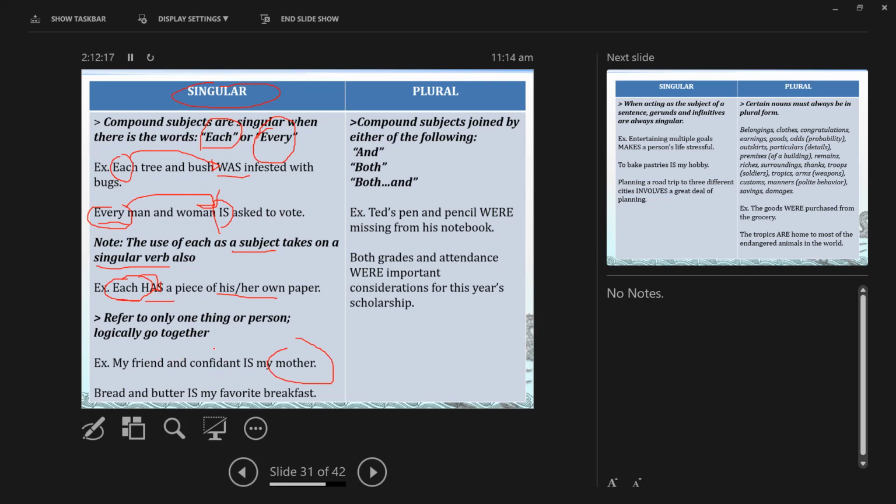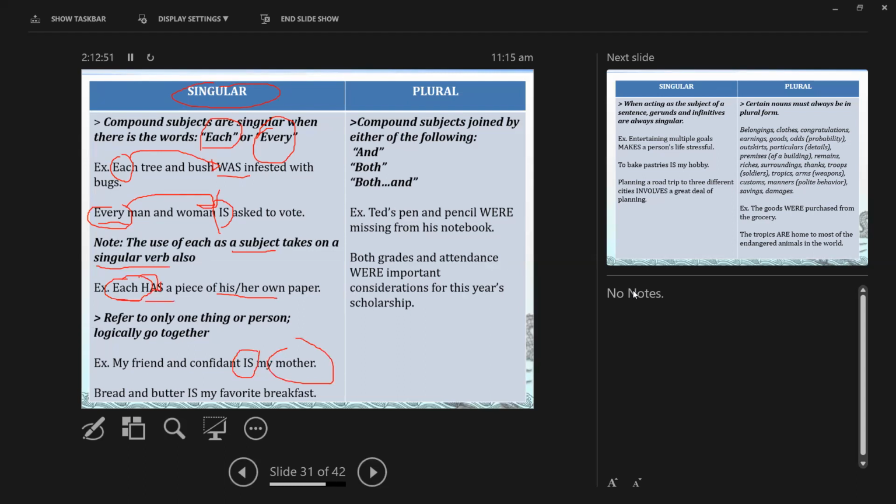Confidant means a person that you can trust in everything that you want to trust her with. Okay? So, my friend and confidant is my mother. We're pertaining to one person. Kaya naman is. Another example is my lover and my best friend is Tom. Okay? So, si Tom daw, best friend ko na, lover ko pa. Ibig sabihin, jowa ko siya. Ganon. Okay?